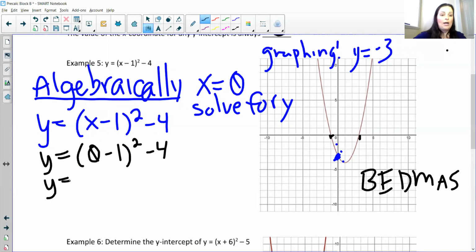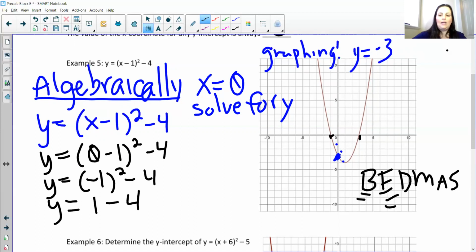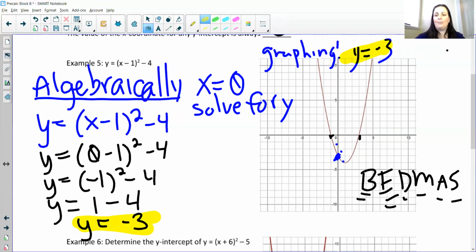0 minus 1 is -1. Okay, so we did our brackets first. Next is exponents. -1 squared is +1. We don't have any division. We don't have any multiplication. We don't have any addition. We're going to do a subtraction next. 1 minus 4 is -3. And we've already looked, because we have the actual graph accompanying this, we can tell that we are correct.